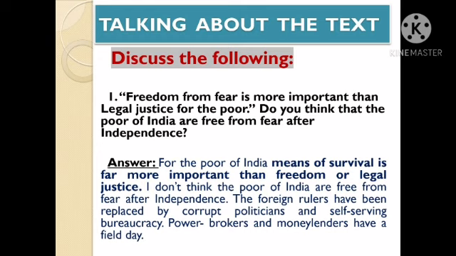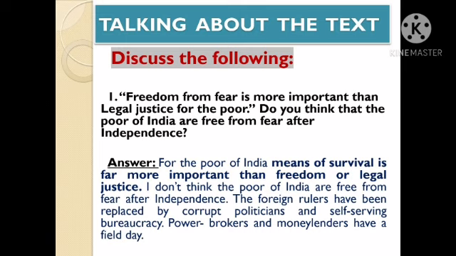Talking about the text, discuss the following under this heading. Question number 1. Freedom from fear is more important than legal justice for the poor. Do you think the poor of India are free from fear after independence? So the answer is, for the poor of India, means of survival is far more important than freedom or legal justice. I don't think the poor of India are free from fear after independence.